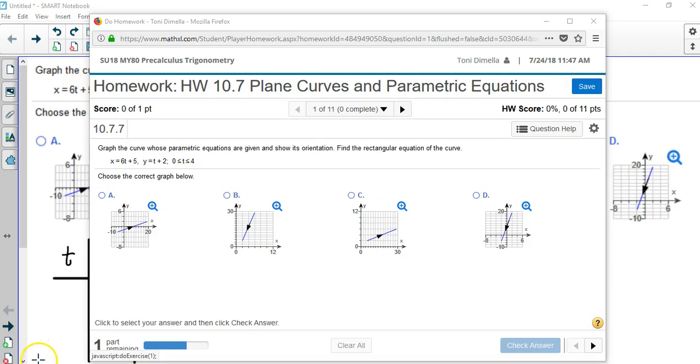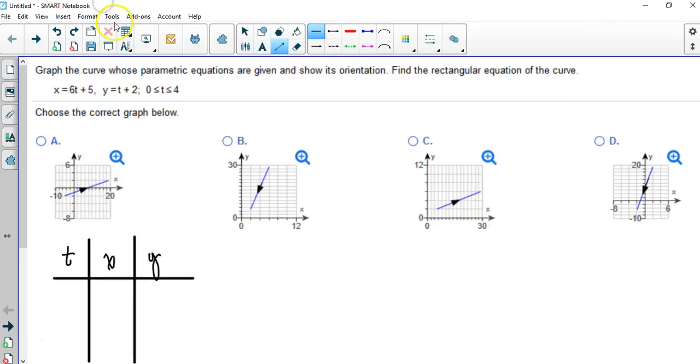Hello, in this video we are going to look at how to sketch parametric curves and change them from parametric to rectangular, and also look at one application of parametric equations. I have 4 questions. My first question I have up on the screen I have already moved over so that we can go through this process together, and we can see that I got x equals 6t plus 5, y is equal to t plus 2, and we're looking from t being 0 to 4 inclusive.